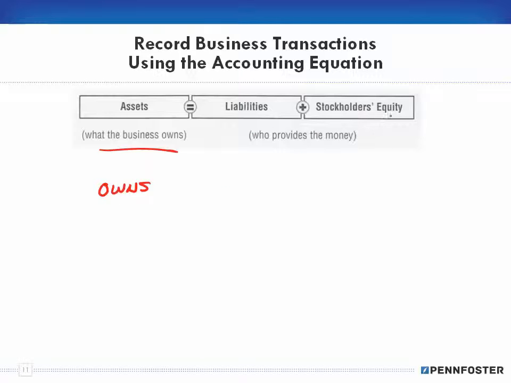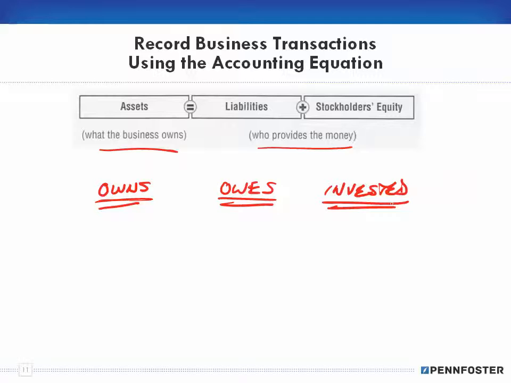Now, liability and stockholders' equity. The textbook says it's who provides the money, which is true, because people are going to be giving you money, and it could come in two forms. I like to define liabilities as what the business owes, O-W-E-S, versus owns. And equity is what is invested in the business, the investment in the business.